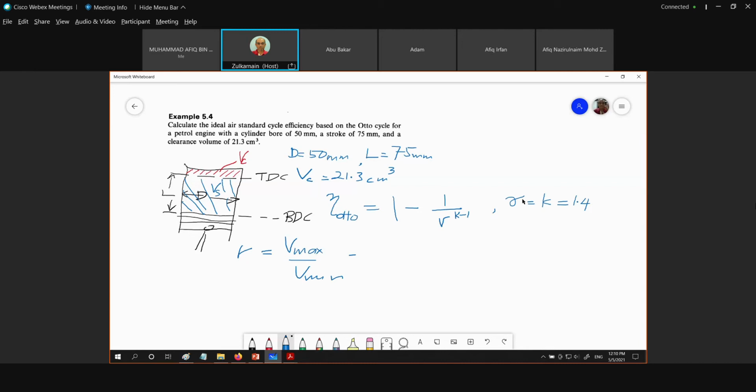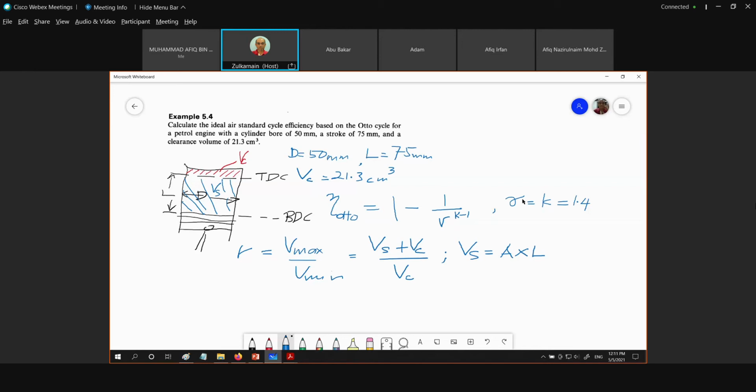In this case, what is our Vmax? Vmax is the red color plus the volume of the blue color, which is the Vs plus Vc, and the Vmin is the Vc. Then we have to get our Vs. The Vs is equal to the area of the bore or the piston multiplied by the length of stroke.